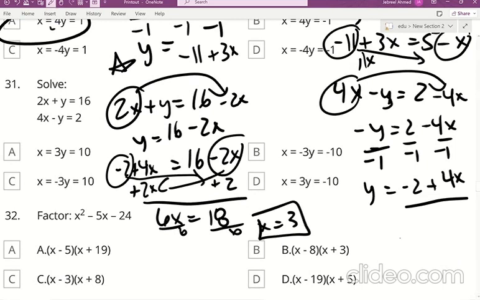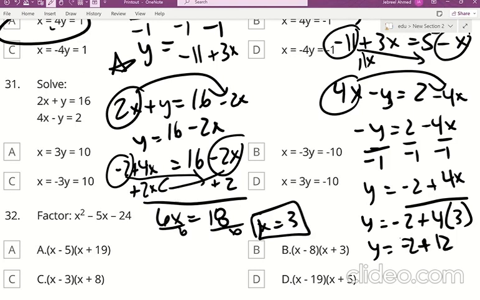I'll take the same 3 and plug it in for the x here. y equals negative 2 plus 4 times 3, which is 12. Negative 2 plus 12 is going to give me 10. x equals 3 and y equals 10.